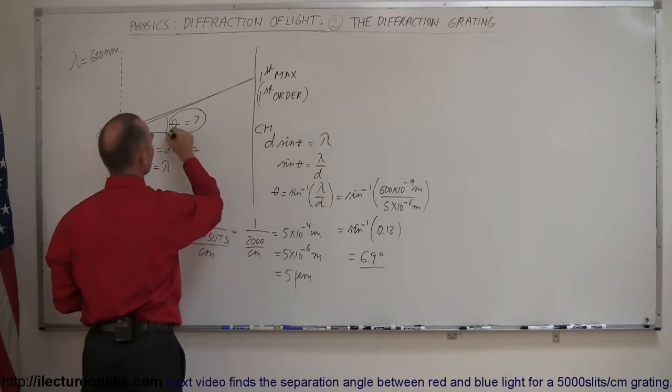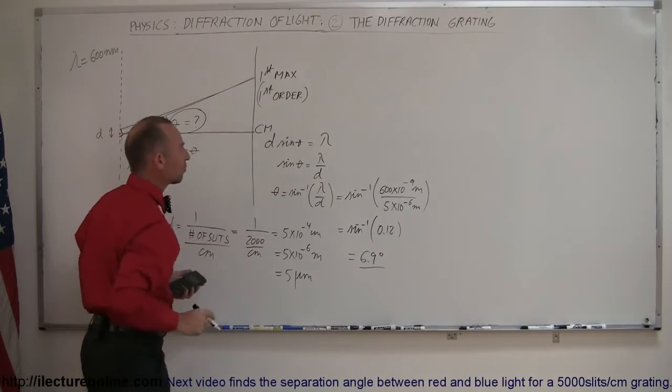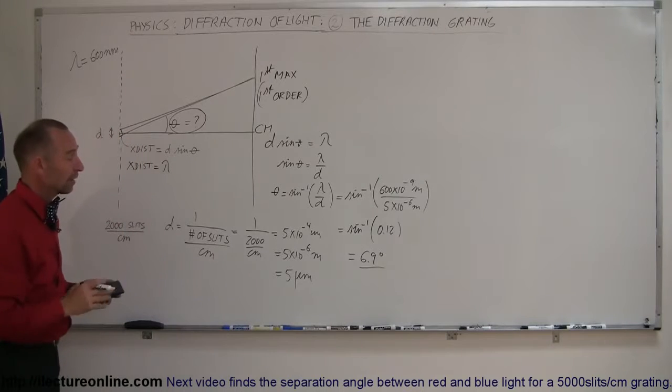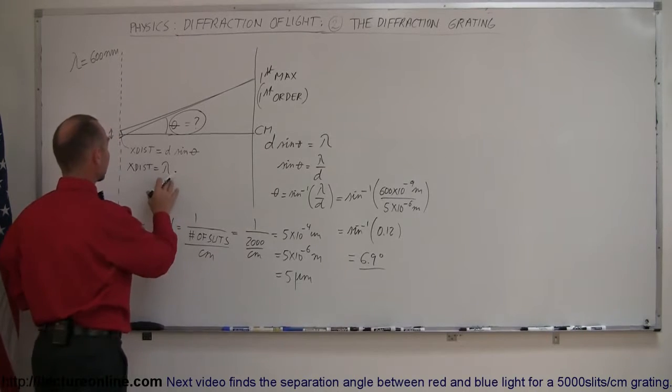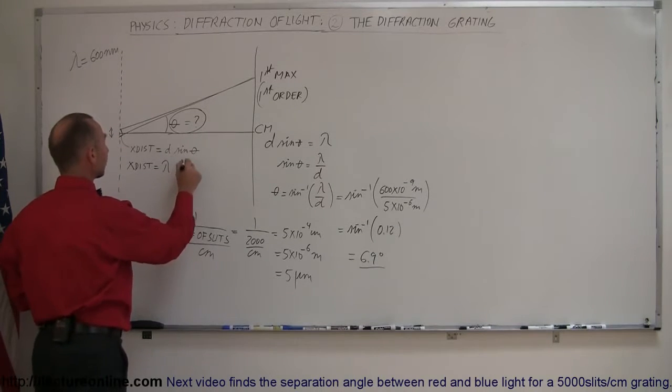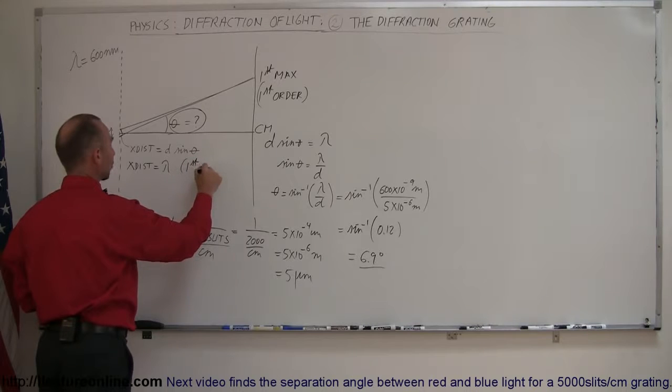The central max will still be directly across, and the first maximum away from the central max will be found at 6.9 degrees. So where will we find the second maximum? To find the second maximum, the extra distance traveled will be 2 lambda. So this is for the first max, or the first order.